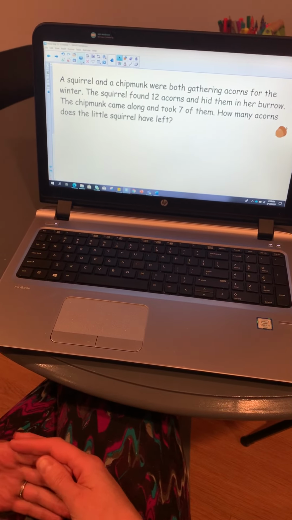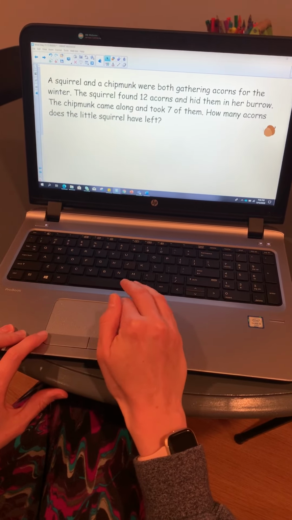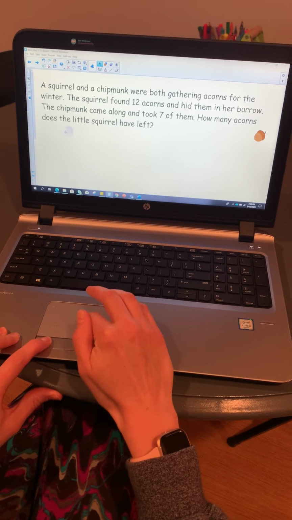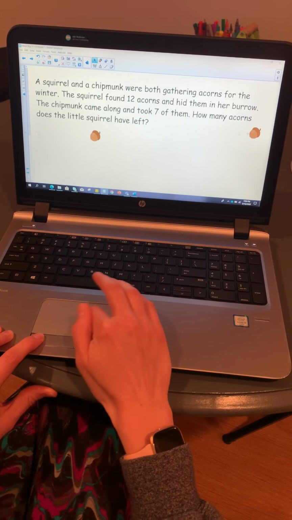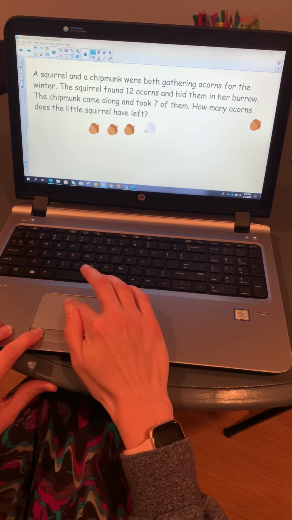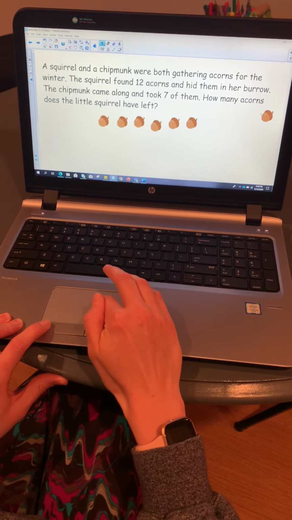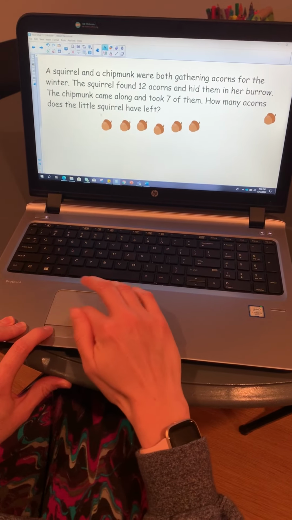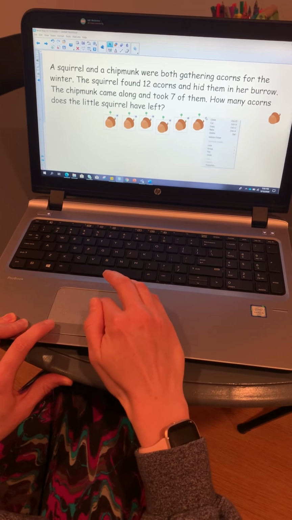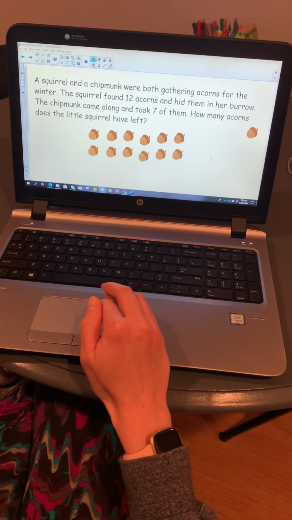So it says the squirrel found 12 acorns and hid them in her burrow. So I'm gonna cheat a little. I have little pictures I'm gonna use, but you would just draw these. So 12 acorns, 1, 2, 3, 4, 5, 6. And I know that 6 plus 6 is 12. So I'm just gonna double that. All right, so now I have 12 acorns.